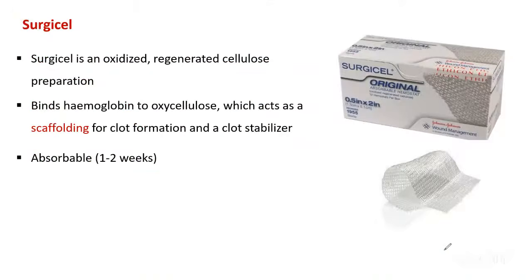So for example, we have the Surgicel. Surgicel is actually commonly used in our clinic. It is an oxidized regenerated cellulose preparation. It binds hemoglobin to oxycellulose, which acts as a scaffolding for clot formation and clot stabilizer. Thus, it enhances the clot formed at the socket. It is absorbable, and it's actually rapidly absorbed. It will take 1 to 2 weeks to absorb. So basically, it does not really interfere with healing, and it also has a low risk of infection compared to other hemostatic measures.